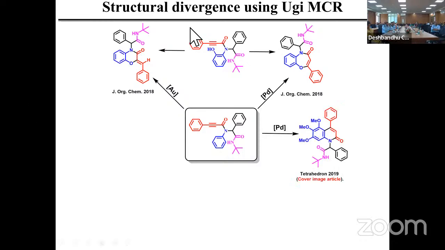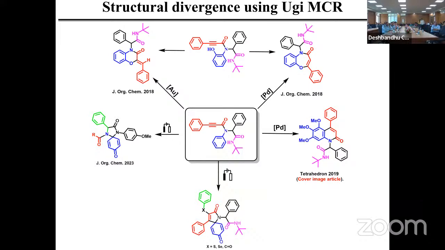In the same molecule, if we make this amine electron rich, we can also do a hydroarylation reaction via the cationic Pd catalyst to generate 2-quinolone systems, and these 2-quinolones can be further converted into different molecules, and we published this work also. Overall, recently we have completed another project where we did spirocyclization under electrochemical conditions, and sulfur-, selenium-, and carbonylation-based pyrrolidinone spirocycles can also be synthesized.